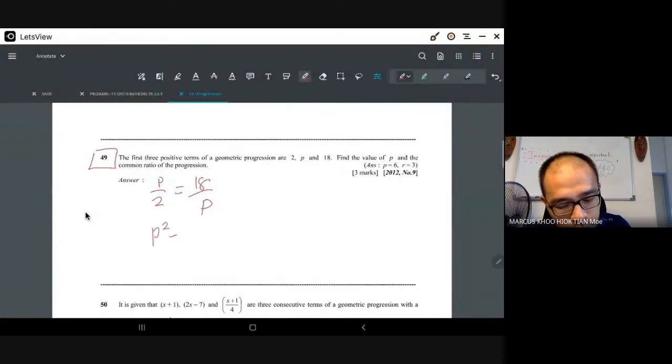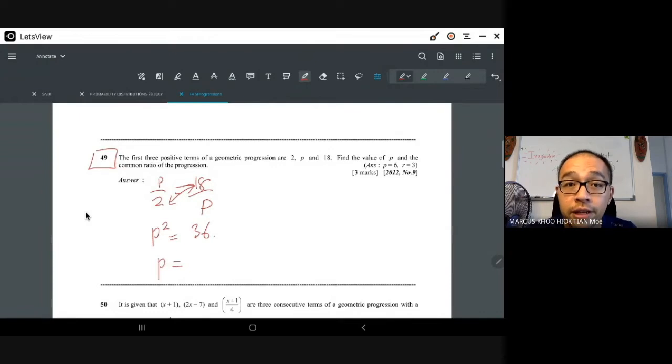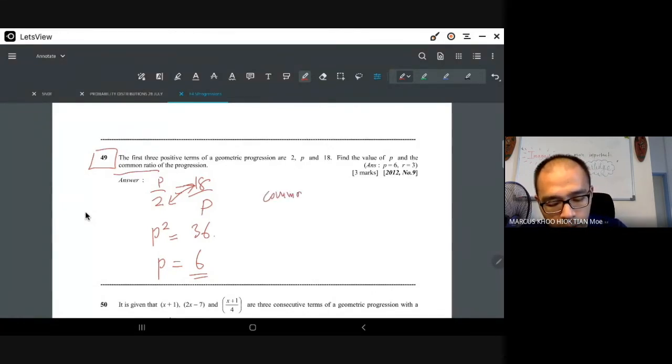P squared equals 18 kali 2, 36. And what is my value of P? Square root of 36 lah. Square root of 36 will give us 6. Okay. And so can we find the common ratio? Can. Common ratio is 6 over 2. Kan? Kalau sini 2, 6, 18, this is times what? Times 3. So the common ratio is 3.